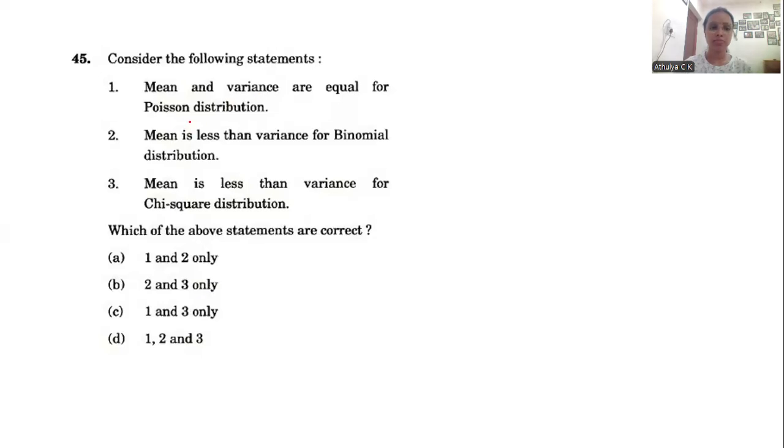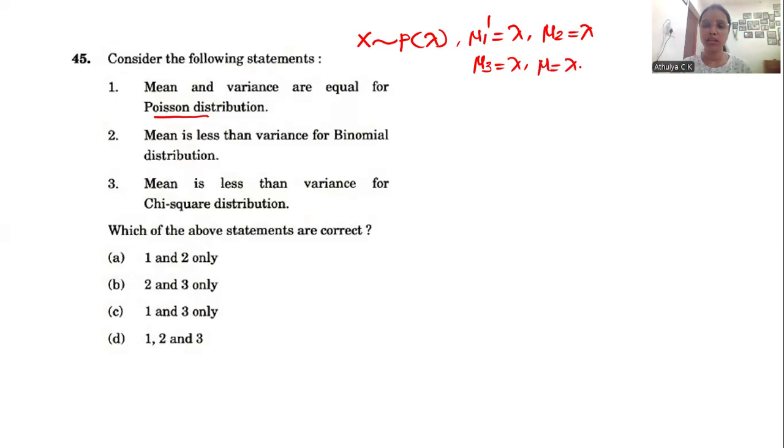Each statement follows a different distribution. The first statement is about a Poisson distribution. So let's take the Poisson distribution. If a random variable x follows Poisson distribution with the parameter lambda, then the moments are: mu1 dash is equal to lambda, mu2 is equal to lambda, mu3 is equal to lambda, and mu4 will be lambda plus 3 lambda square. So it is related to the first statement.